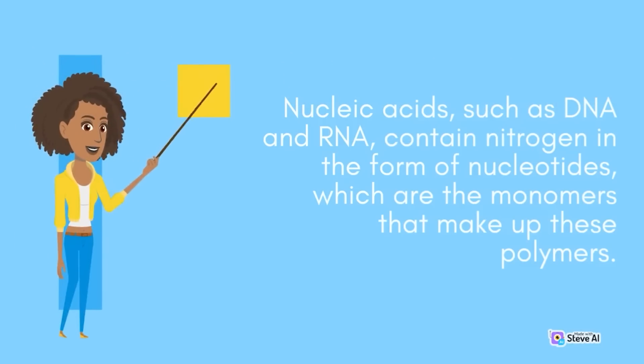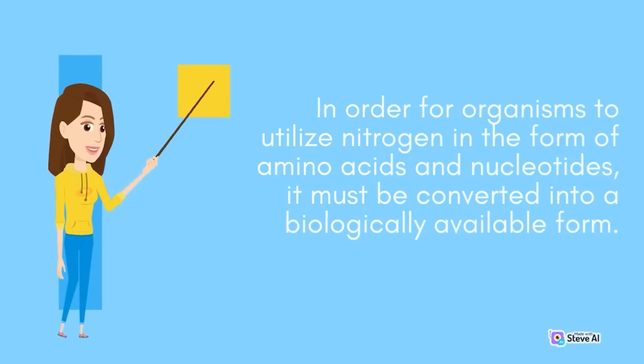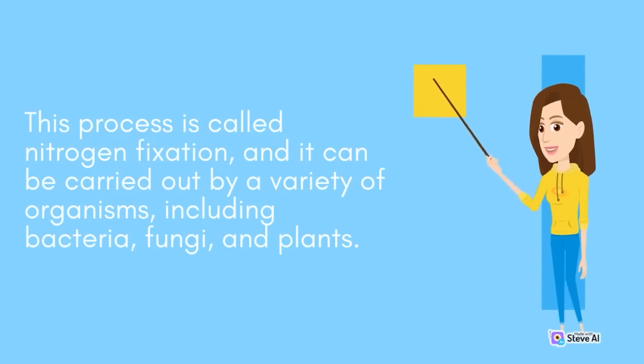Nucleic acids, such as DNA and RNA, contain nitrogen in the form of nucleotides, which are the monomers that make up these polymers. In order for organisms to utilize nitrogen in the form of amino acids and nucleotides, it must be converted into a biologically available form. This process is called nitrogen fixation, and it can be carried out by a variety of organisms, including bacteria, fungi, and plants.